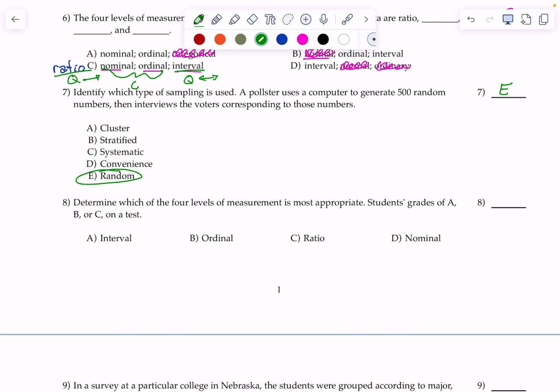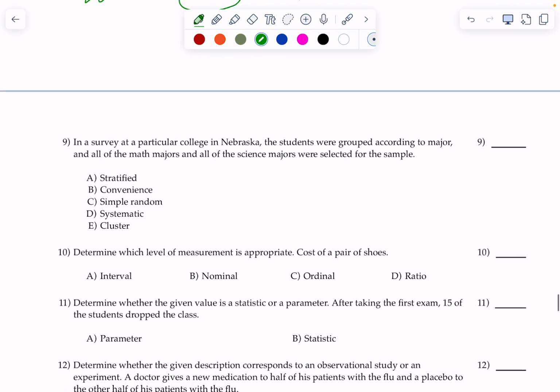Students' grades of A, B, or C on a test. Okay, first and foremost, is that quantity or category? It's a category, right? Okay, and if it's a category, it's not interval and it's not ratio. So it's either ordinal or nominal. Which one? Is there an order to them? Yeah, there's a preferred order, A, B, C. So say B. That helps me narrow it down from 4 choices to 2 choices, right? Okay, that's what I would do.